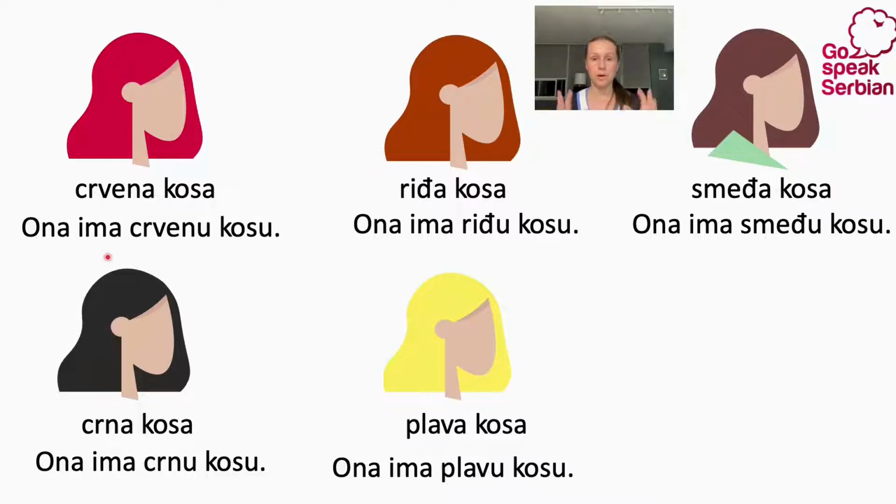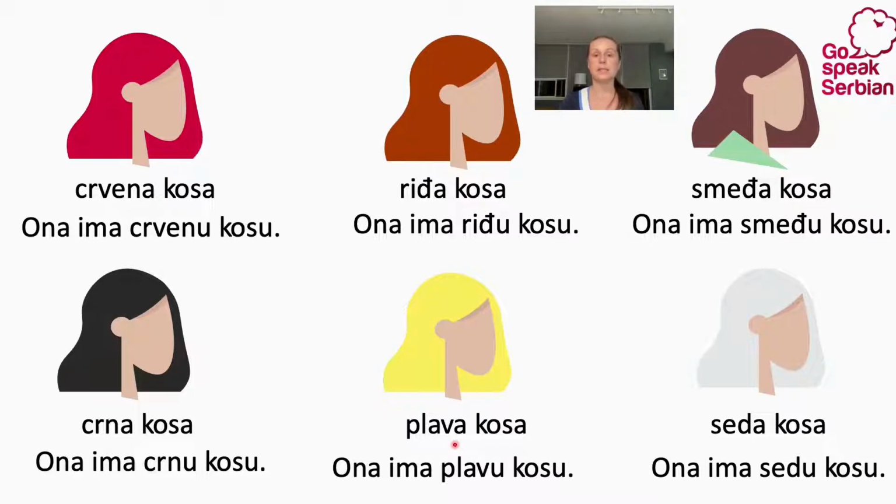We use the term plava kosa to describe blonde hair because this term is taken from old Slavic language and it kind of just kept being used and stayed in Serbian. Plav was used to describe light colors, so anything that is whitish or yellowish in color. So it just was maintained and stayed until this day in Serbian language. And finally, seda kosa, it's gray hair. Ona ima sedu kosu. She has gray hair.